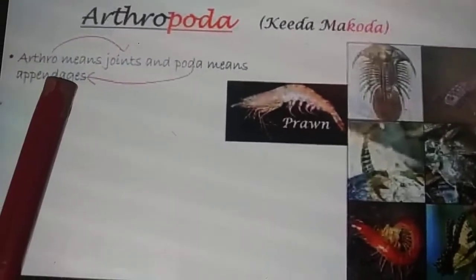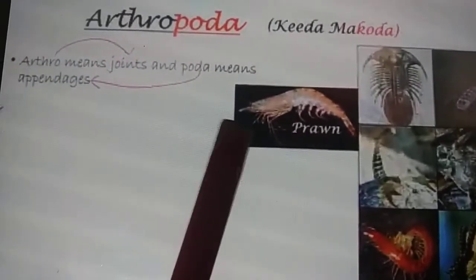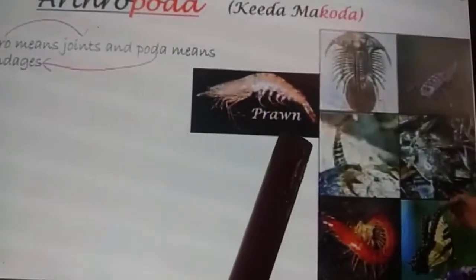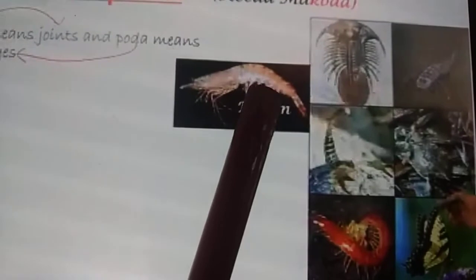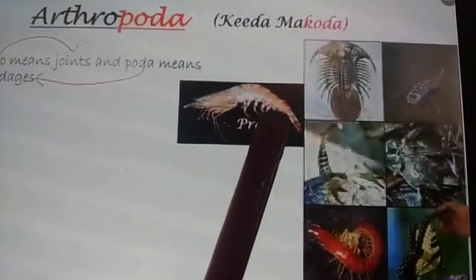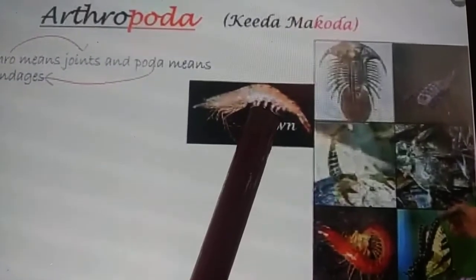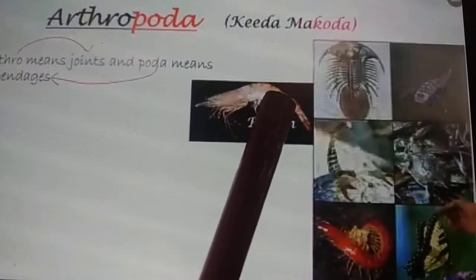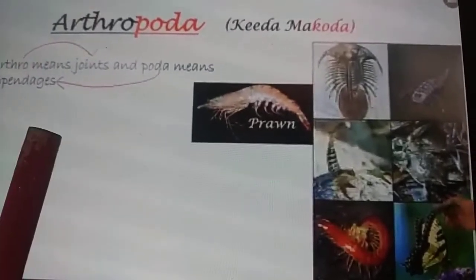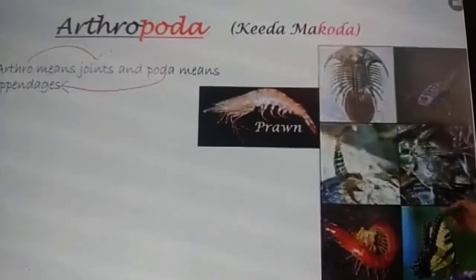What is the meaning of artho? Joints. And poda means appendages. Appendages are nothing but the legs of it. It is joined in one place. That is what I was showing in the last picture. All the legs, the appendages of the arthropoda, are joined in one place. From one place they will come out. That is the phylum Arthropoda.